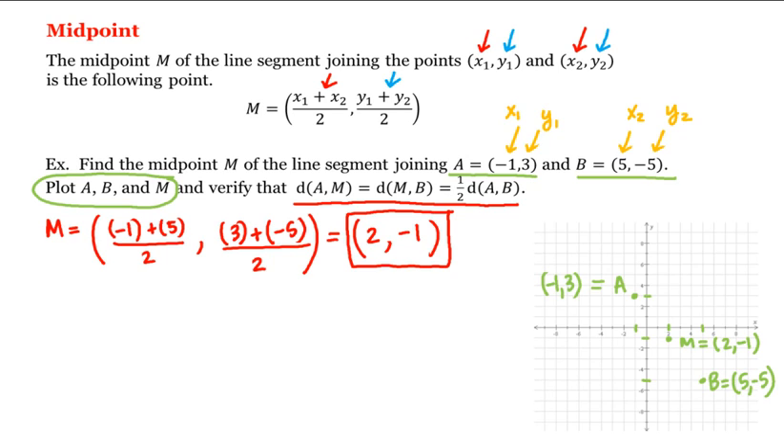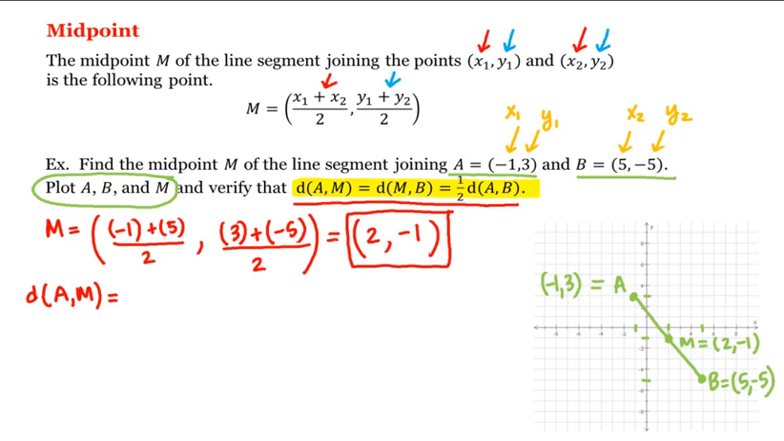Now let's draw the line segment joining A and B. And looking at this line segment, it appears as if M is that unique point that's exactly halfway between A and B. But let's go ahead and verify that by proving that this chain of equalities here is satisfied. All right, so what is the distance between A and M?